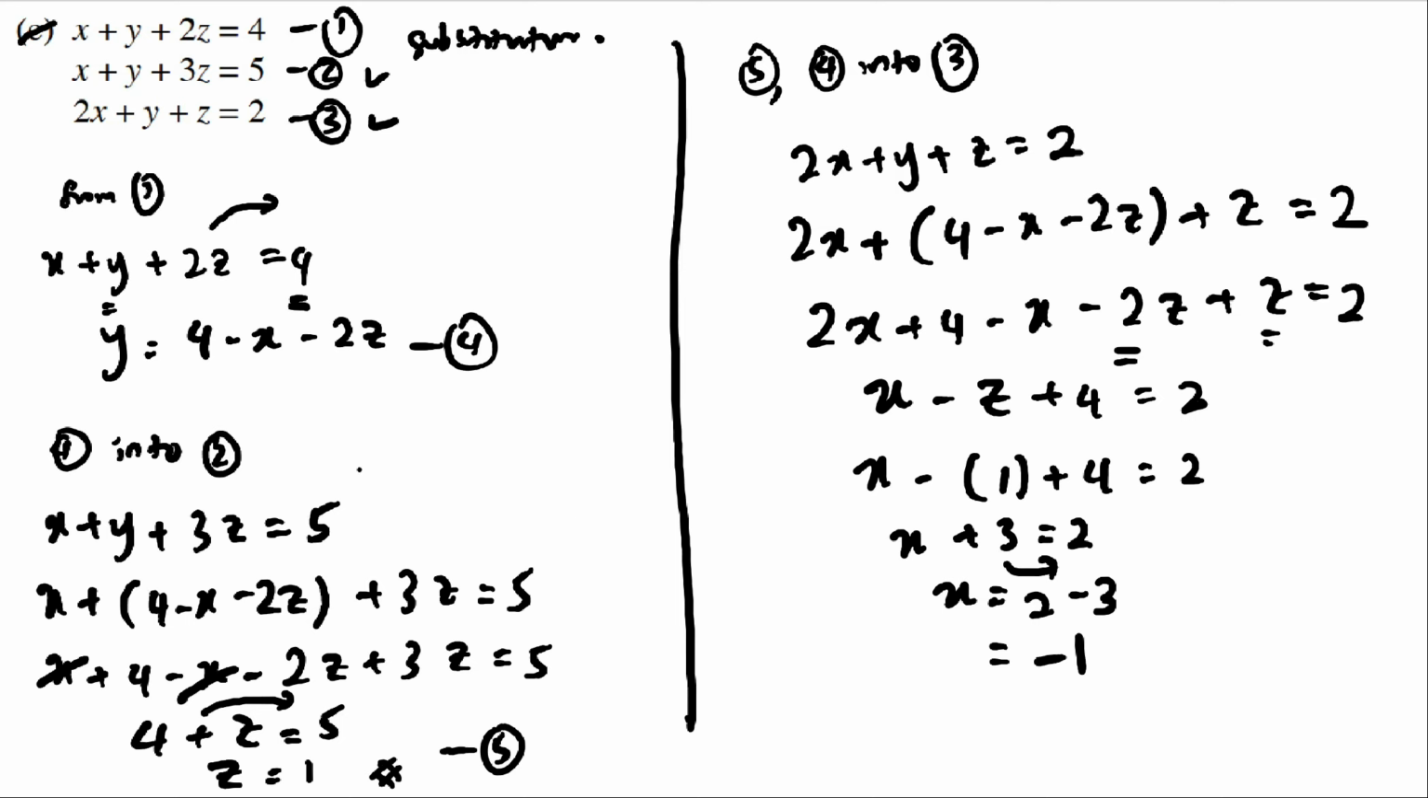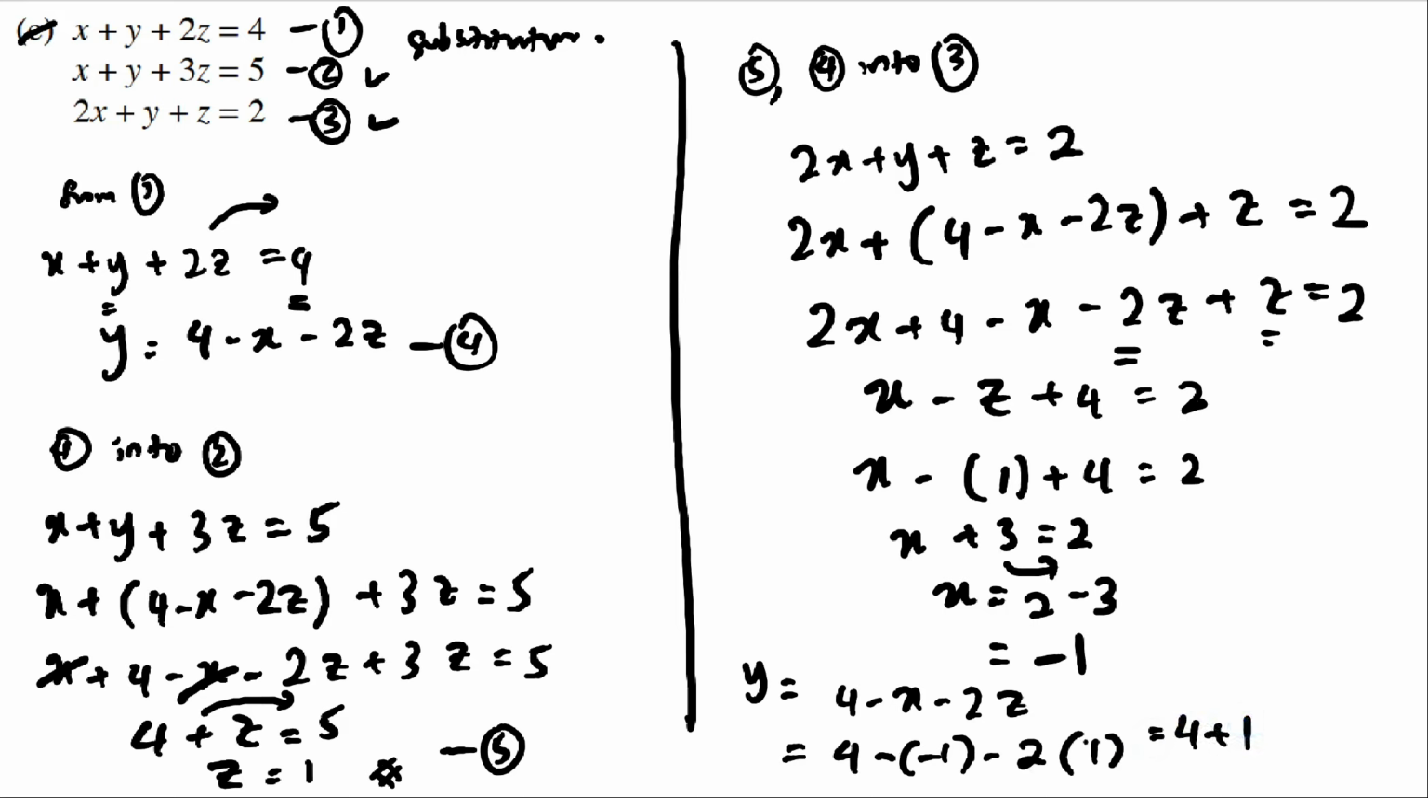Now we want to find y. y is equal to 4 minus x minus 2z, which is equal to 4 minus x, x is negative 1, and z is equal to 1. 4 minus minus 1, we get 4 plus 1 minus 2. 4 plus 1 is 5, 5 minus 2 is 3. We get y is equal to 3. Therefore, the solution for this equation is x is equal to negative 1, y is equal to 3, and z is equal to 1.